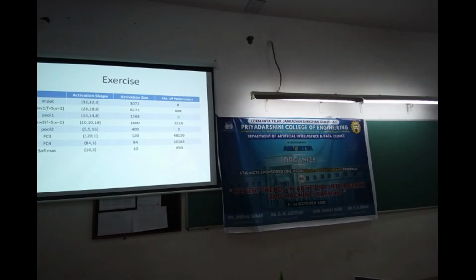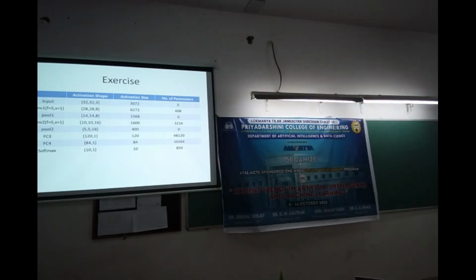Then 14, 14, 8 means how many values? 14 multiplied by 14 multiplied by 8 is nothing but 1568. In the pooling operation, no parameters are associated. So look at this, the number of parameters in that third row is equal to 0.